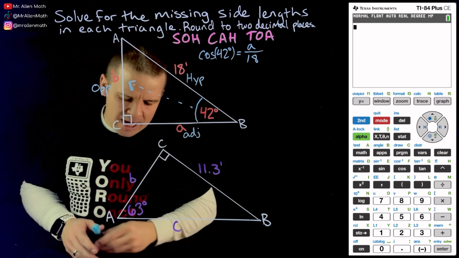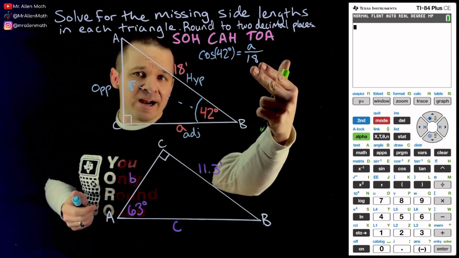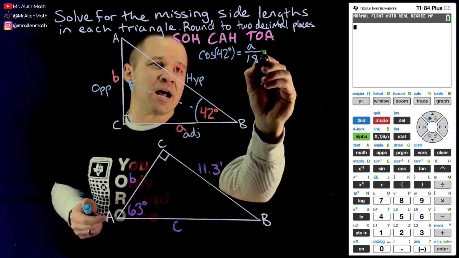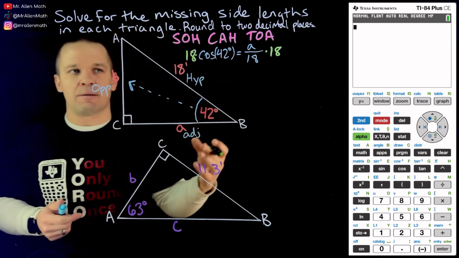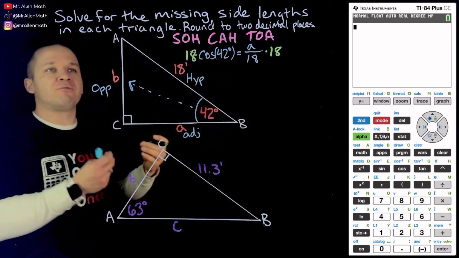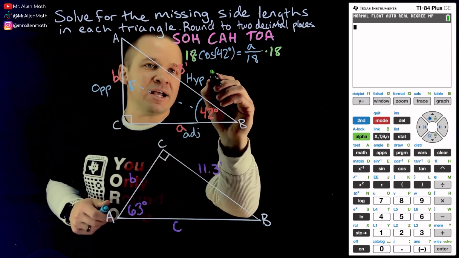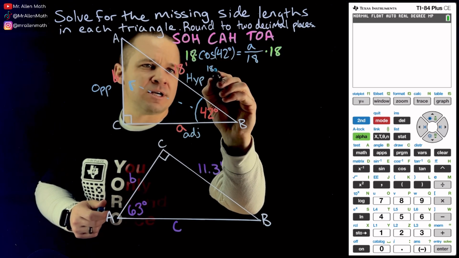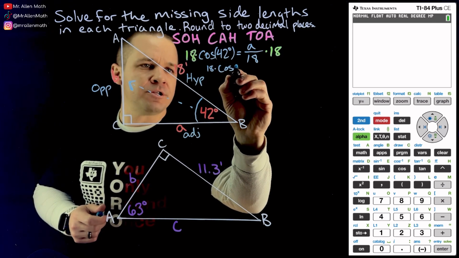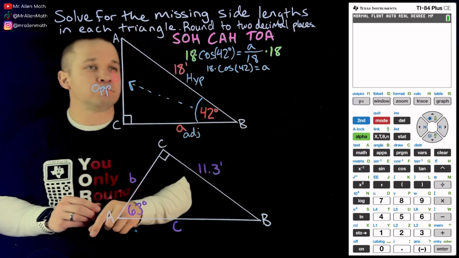All right, so now I need to solve this thing. How do I get A alone? Well, since I'm dividing by 18, to undo that, I will multiply both sides by 18. But it all starts with that initial setup. You have to pick the proper trig function that goes with the situation you're trying to solve. And now I have 18 times the cosine of 42 degrees equals A. So I've got A alone.